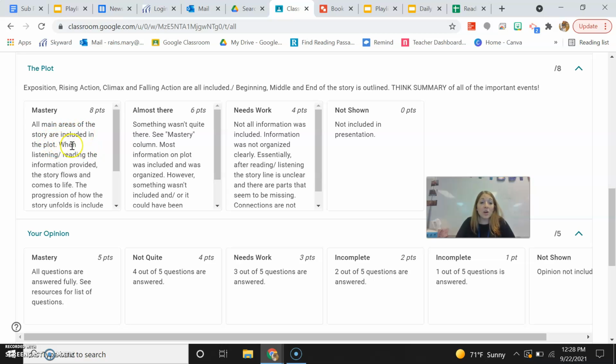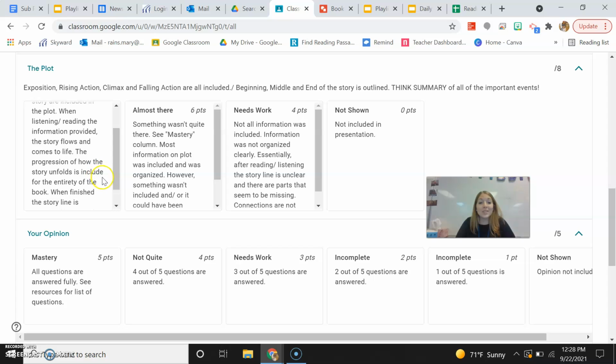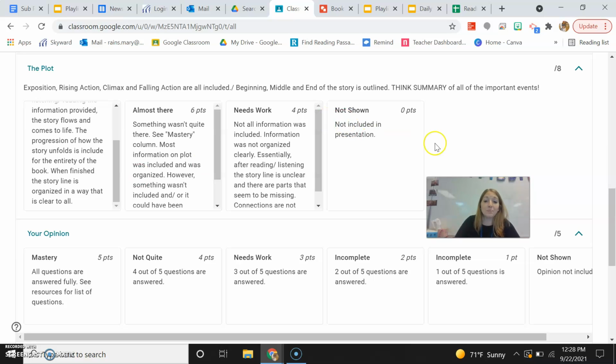All main areas of the story are included in the plot. Again, I listed those up there. When listening to or reading the information provided, the story flows and comes to life, so I can actually see that story unfold. The progression of how the story unfolds is included for the entirety of the book. When finished, the storyline is organized in a way that is clear to all. So all of the information is included, it flows, and it's organized well so that I can understand it and anybody that's listening to you can understand it.